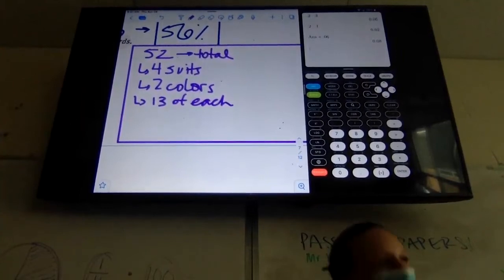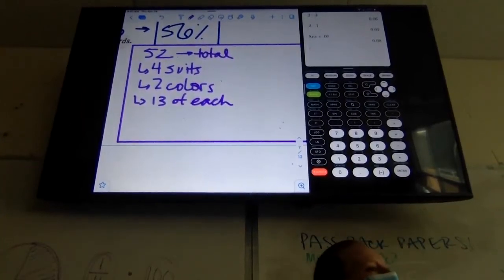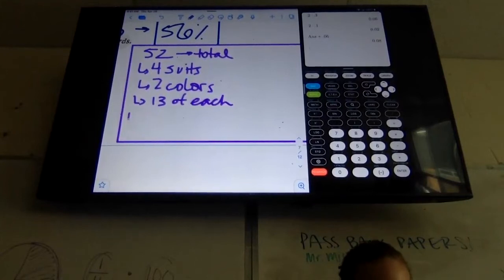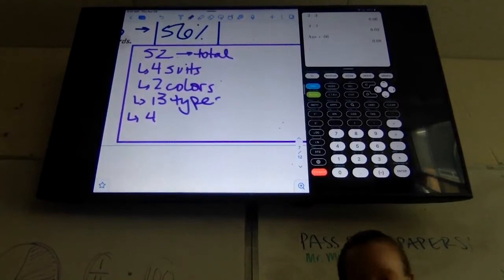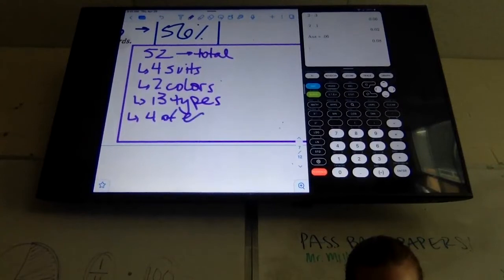All right, and I think, Maria, you said this a minute ago, there's 4 of each type of card, right? So there's like 4 fours, there's 4 jacks, there's 4 aces. I'll say 13 types. I can't really think of another name for that. 4 of each type.